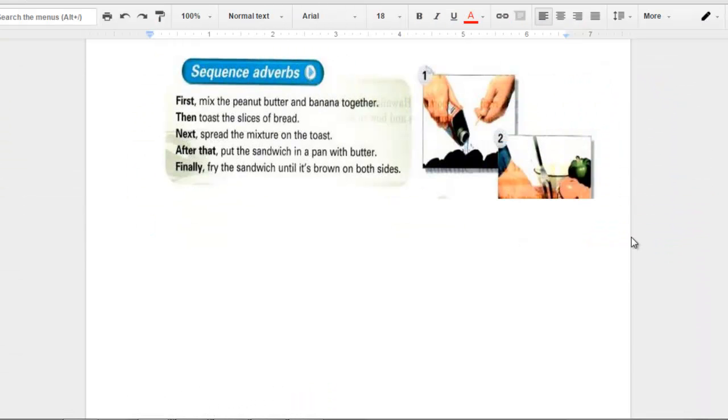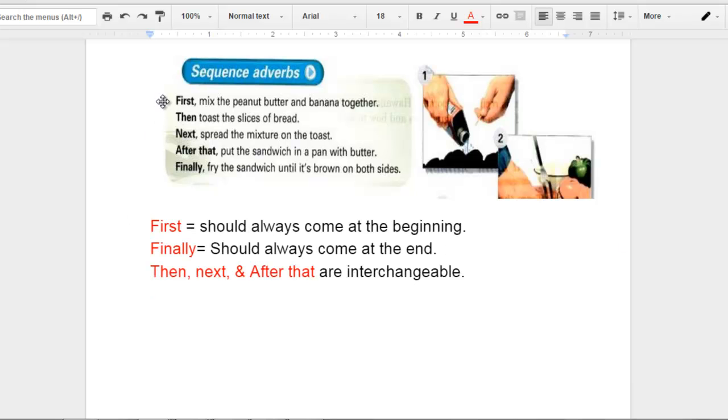And what I would like to point out when talking about this topic is that first should always come at the beginning whenever we want to explain some sort of process or we want to give some sort of recipe. Finally should always come at the very end, so that should be your concluding step. Then, next and after that are interchangeable.